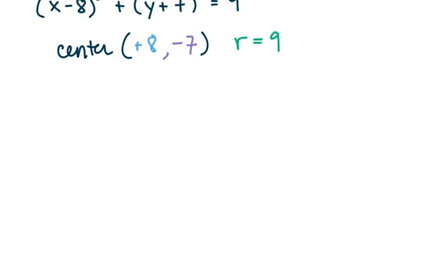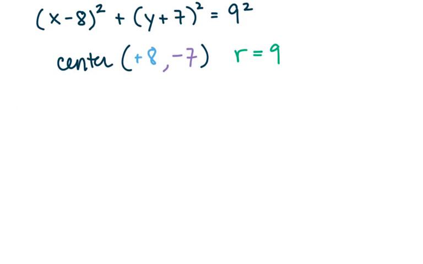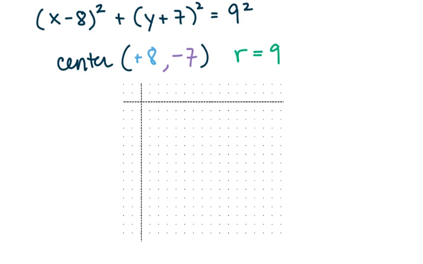If I wanted to graph this, I would go over positive 8 and down 7, plotting a center right about here. And then my radius, I'm going to stretch out 9 units vertical above and below, and then 9 units to the left and the right.